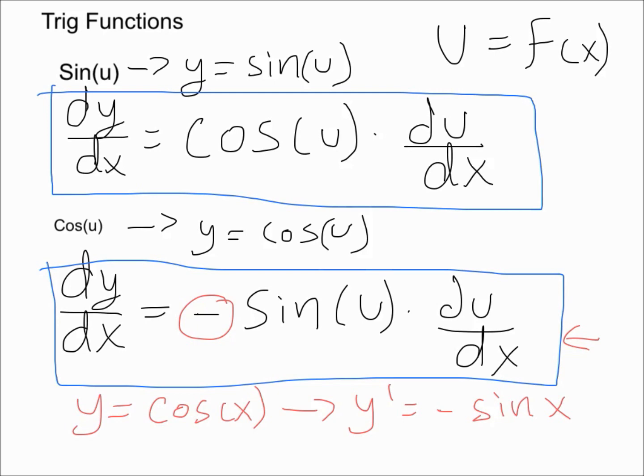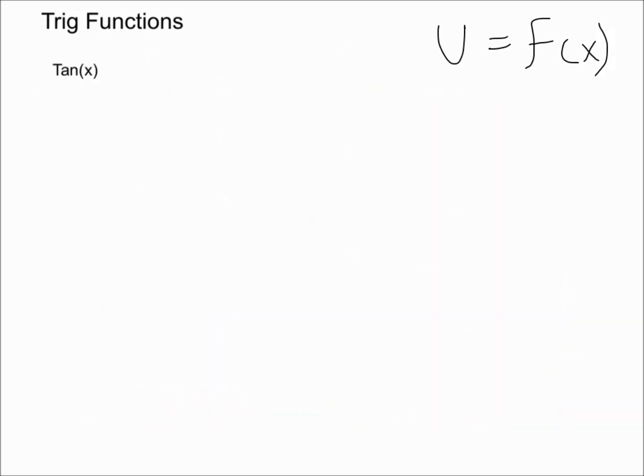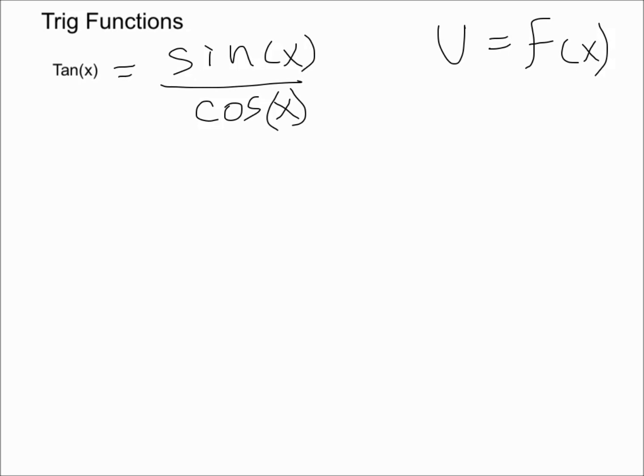There's one more trig function I wanted to talk about, and that's tan x. So the tangent of x, or tangent of u. The thing about this function is that it is equal to sine x over cosine x, which means that this is our function y, and we can use the quotient rule to solve it.